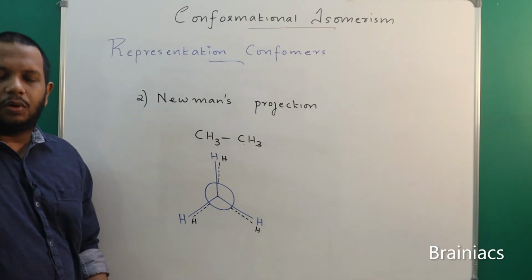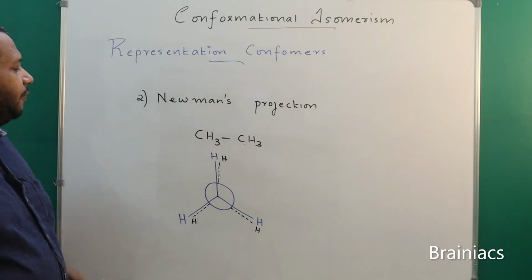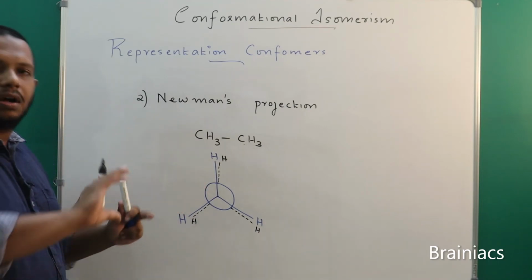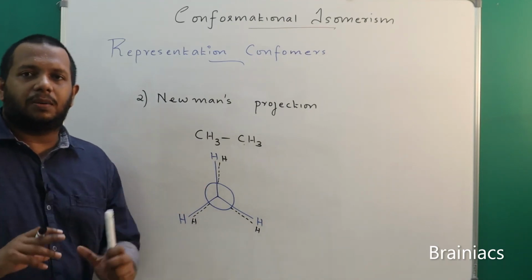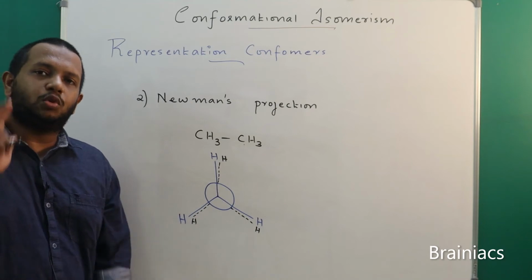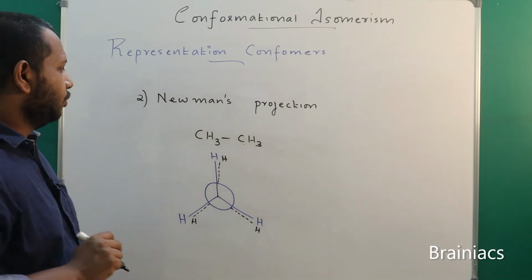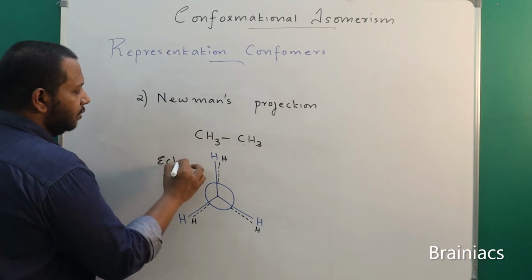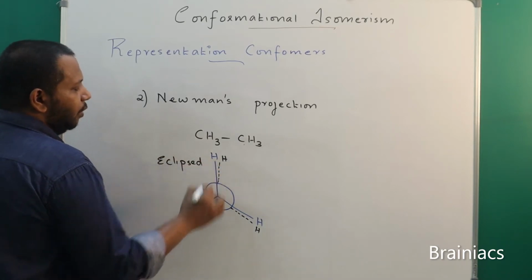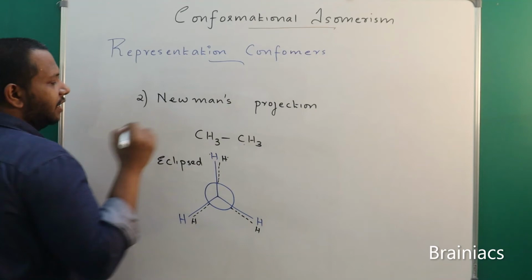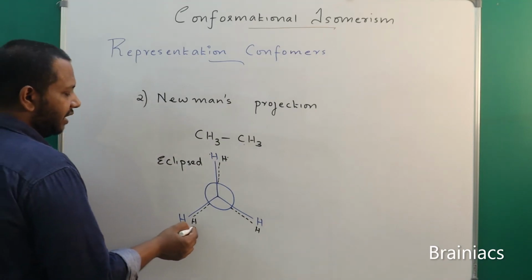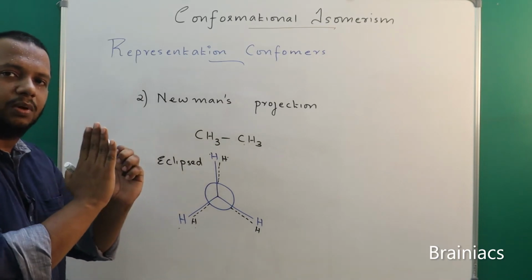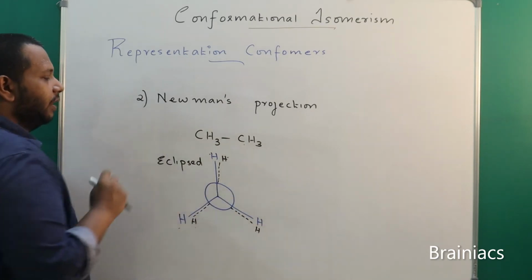Clear? So let us see what are the different accepted forms in rotation. I told you infinite positions are possible, but mainly two forms are accepted. So this is one form. This is called eclipsed form. Why? Because here one hydrogen atom is eclipsing the other one. Here also one hydrogen atom is eclipsing the other one. That means one hydrogen atom here, and on the back side you have another hydrogen atom. This is also like that.